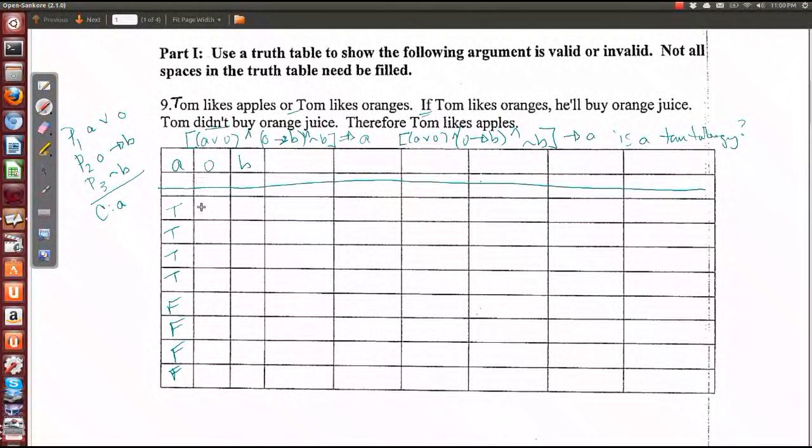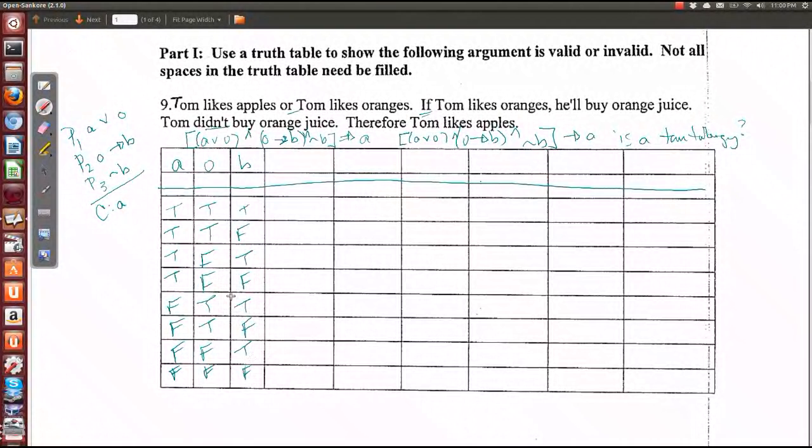For O, half of 4 is 2, so I'll have 2 truths and 2 falses, 2 truths and 2 falses. And half of 2 is 1, so I'll have a true and a false, a true and a false, a true and a false, a true and a false. And I only have one negation to deal with here.